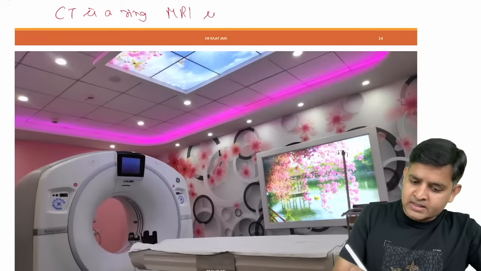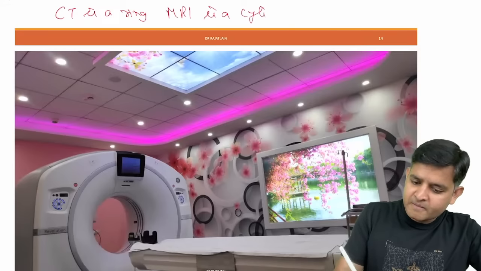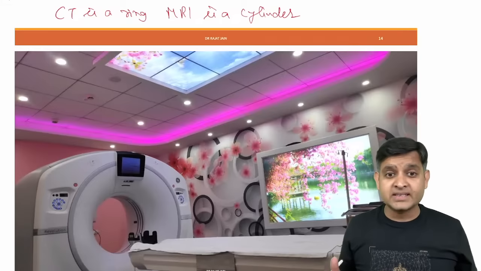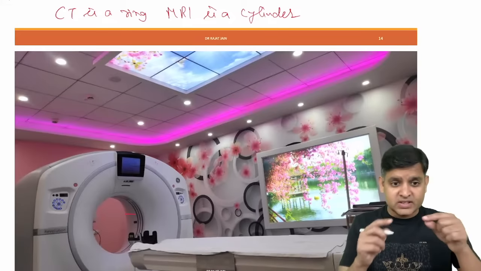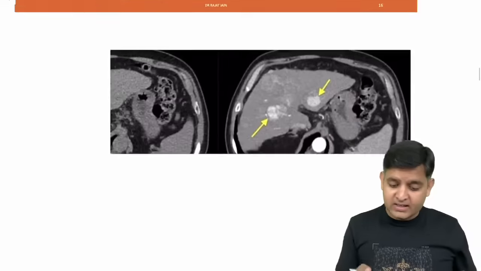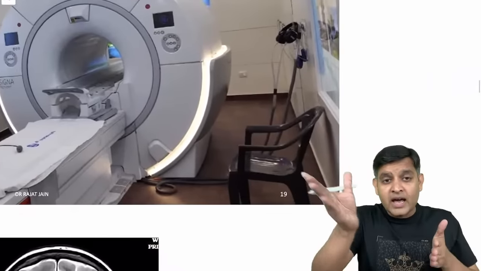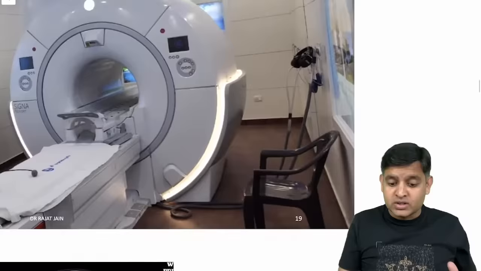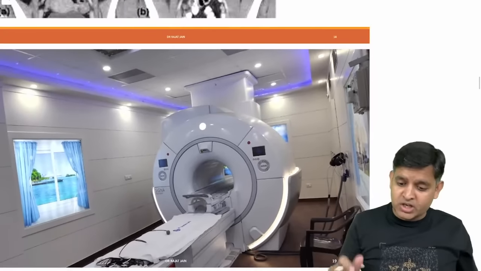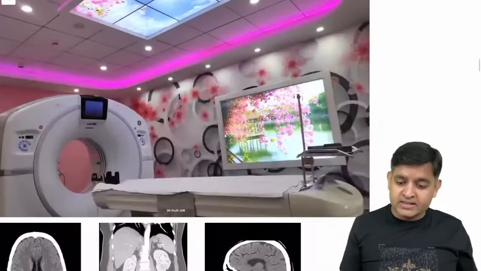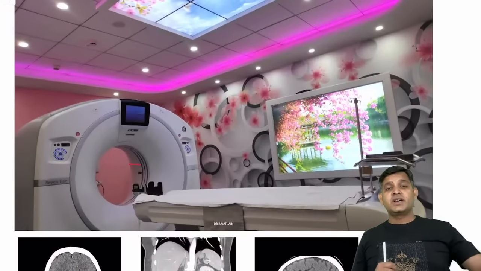MRI is a cylinder. CT is a ring. MRI is a cylinder. So the thickness of the CT is very, very thin. MRI is like a tunnel. So this machine is MRI. This machine is CT.